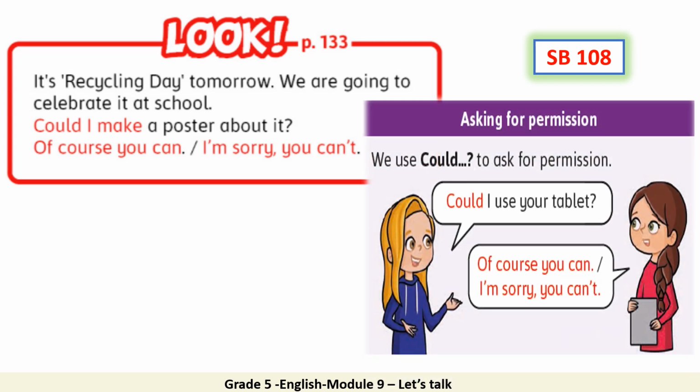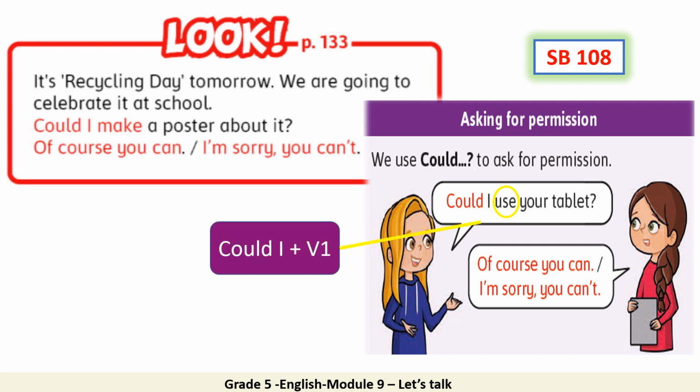To ask for permission, we use could. For example, could I use your tablet? If we accept, we would say, of course you can. Or if we refuse, we would say, I am sorry, you can't. Pay attention that after could, we use verb number 1. So, could plus verb number 1.